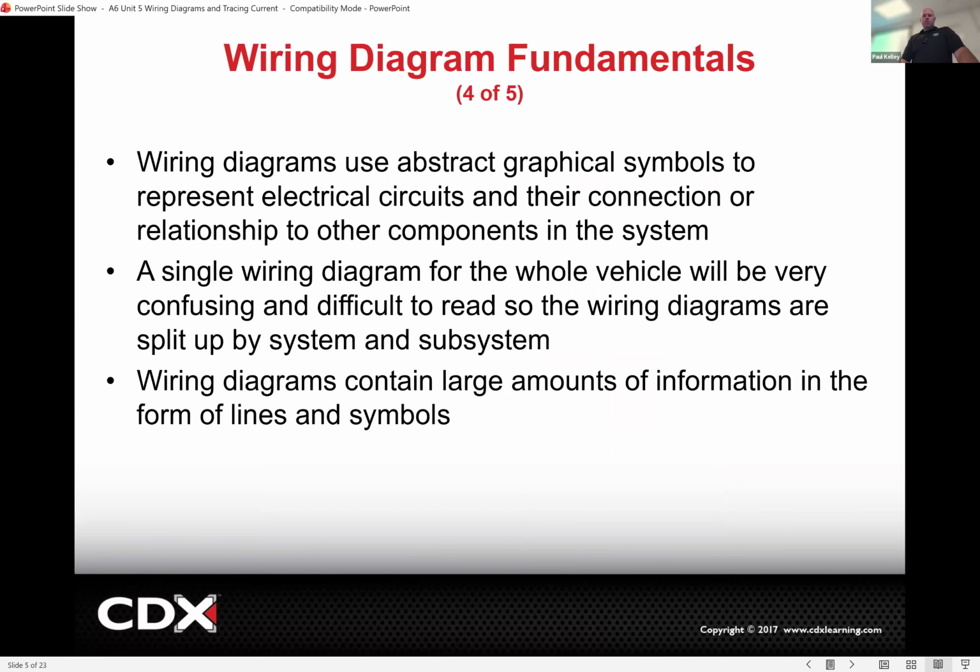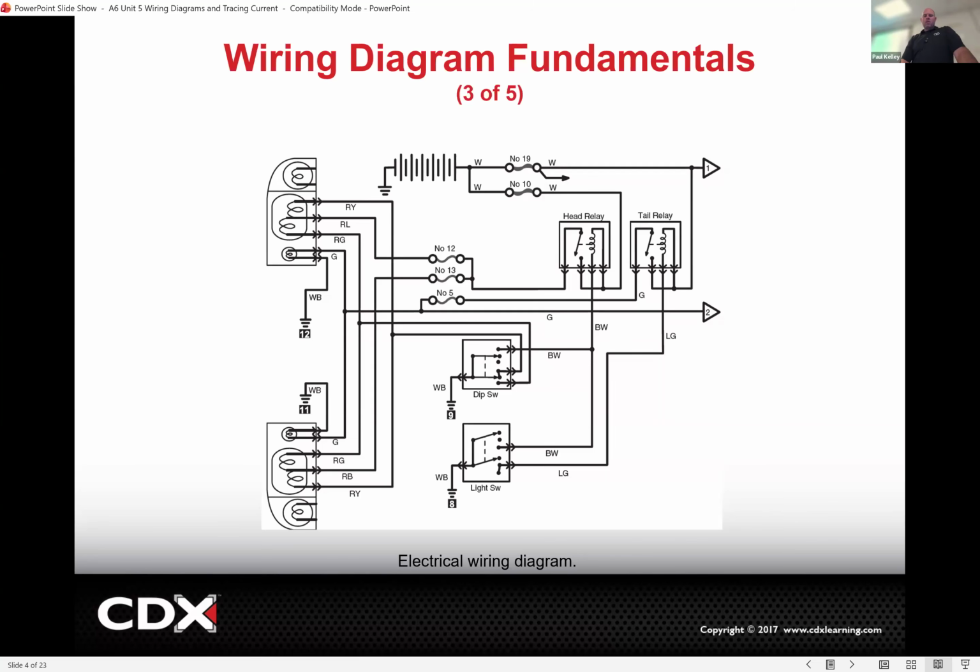Cool. So it's more like system and subsystem. So if you're looking into a headlight problem, you look in the headlight wiring diagram. There may even be several for just the headlights, but that's okay. And they have a lot of information. So right here, these are pretty good. Some of the wiring diagrams you're going to notice will have even more information. They'll actually have little terminal numbers.